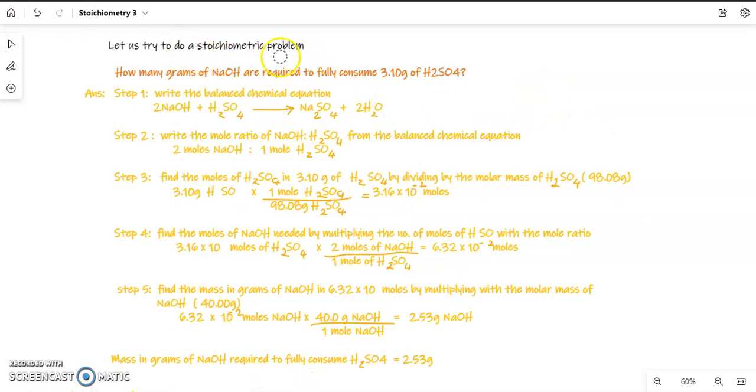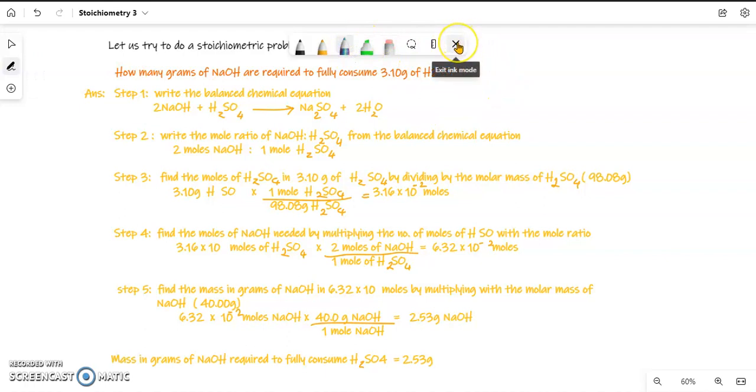Here is an example of how to do a stoichiometric problem based on the same mole ratios that we saw. So the question is, how many grams of sodium hydroxide are required to fully consume 3.10 grams of sulfuric acid? Now, the answer can be done in a number of steps.